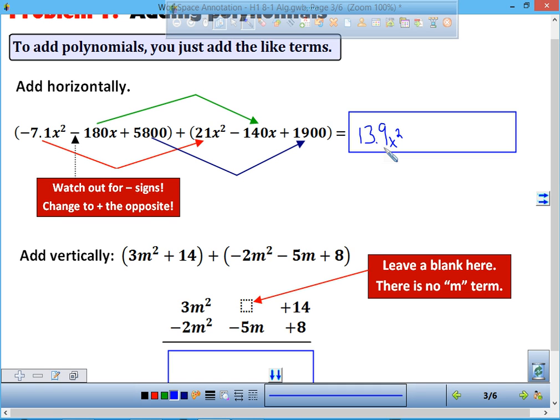When you're adding like terms, you're only adding the coefficients. That's the number in front of the variable. You just leave the variables and the exponents as they are. Now we combine our x's, so we have negative 180x and negative 140x, which is going to give us negative 320x.